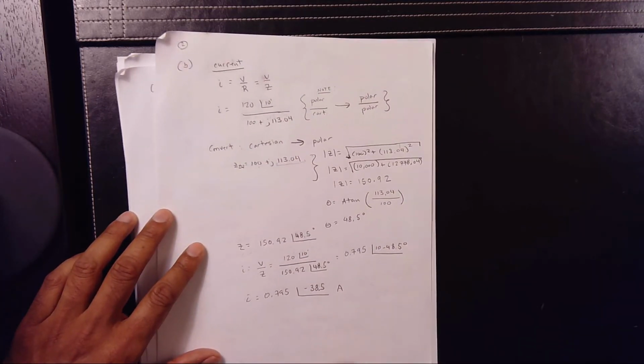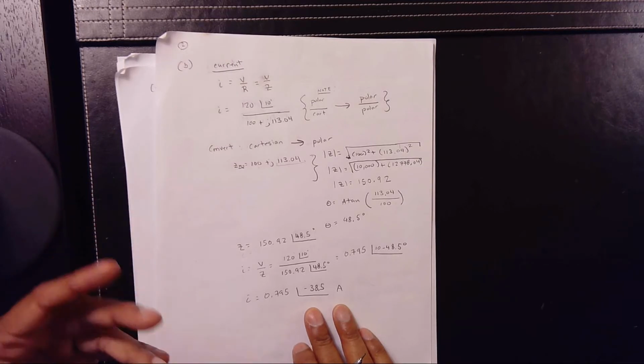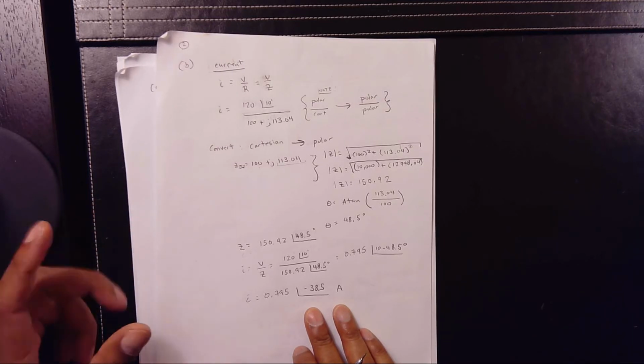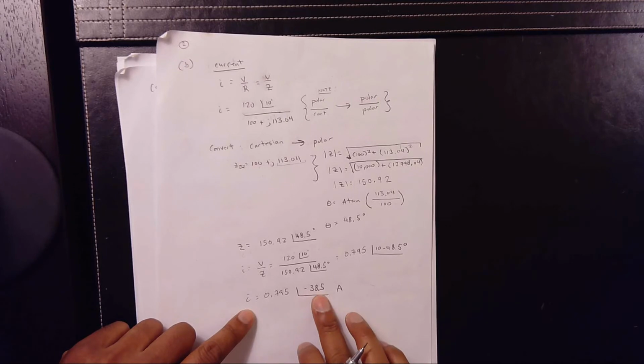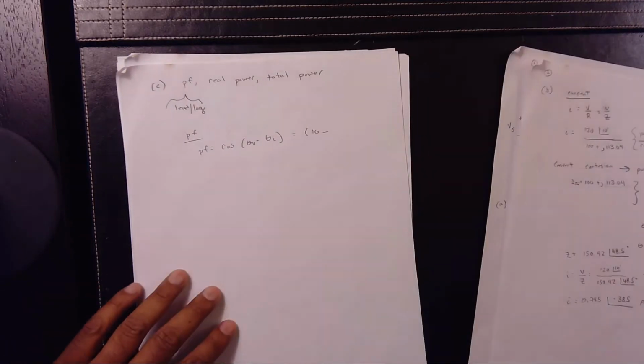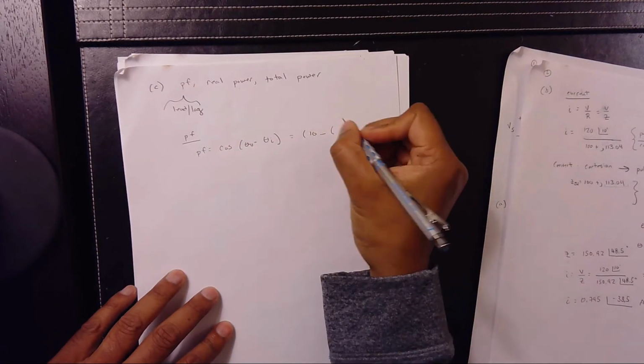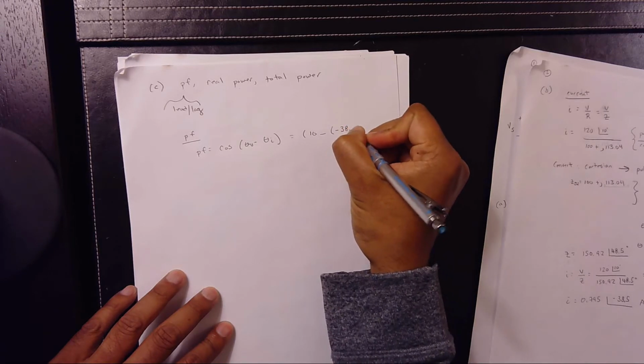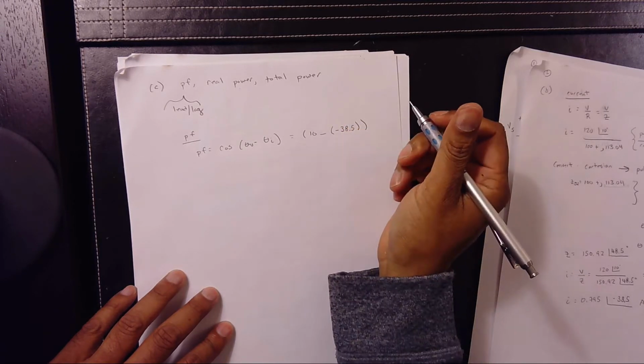If you want to review the angle of the current again, please review part 1 and part 2 of these videos. Anyway, it's minus 38.5. So when you write this out, it's minus 38.5, just like that.